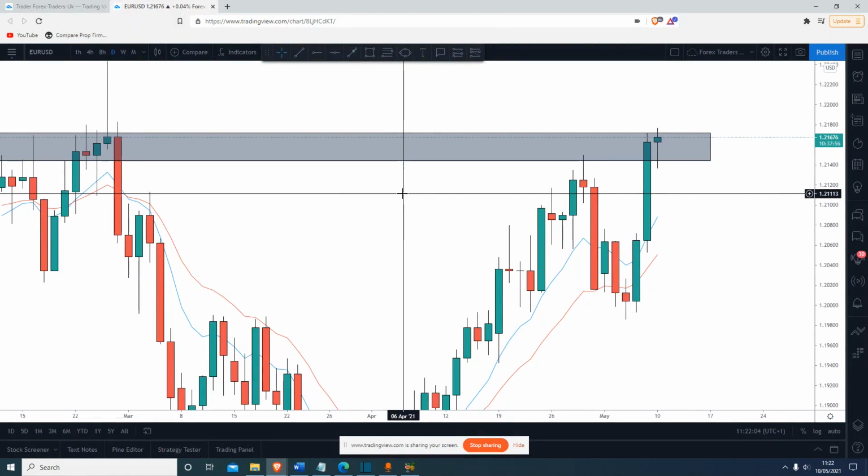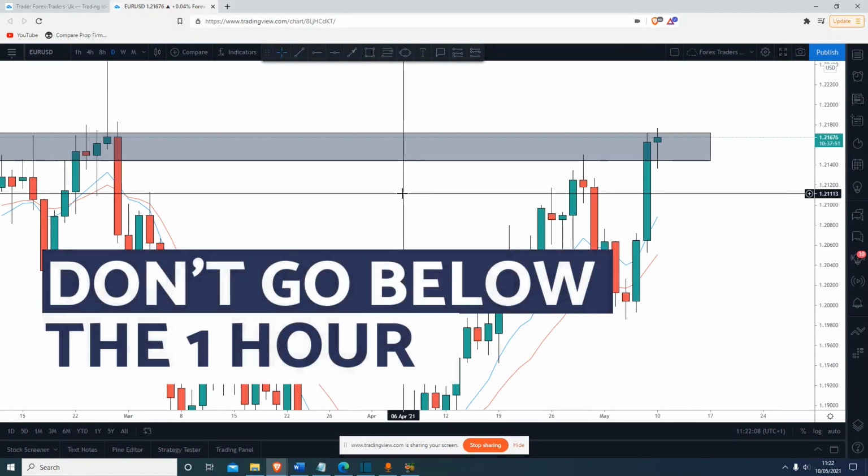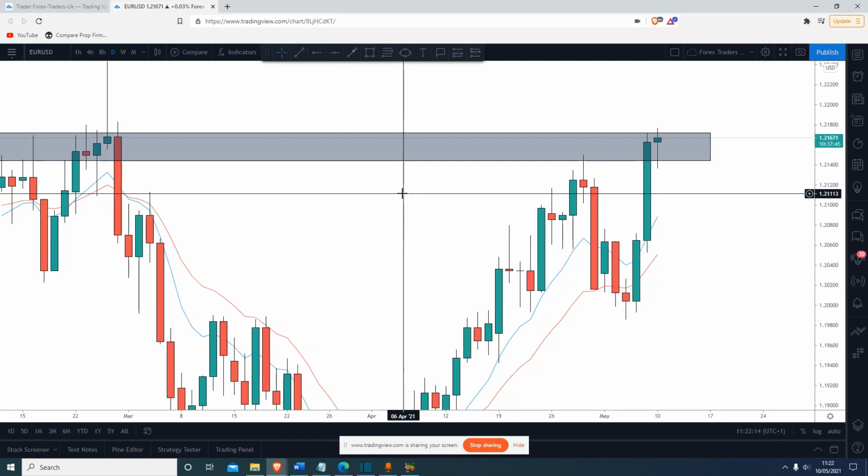And the fifth and final point is for new traders out there, don't go below the hourly. Now, there are many strategies that can make a lot of profit under the 1 hour, and many traders have been able to effectively analyze the lower time frames. But when it comes to long-term longevity and consistency within the market, and actually trying to make a profit long-term, you really don't want to be going below the hourly.